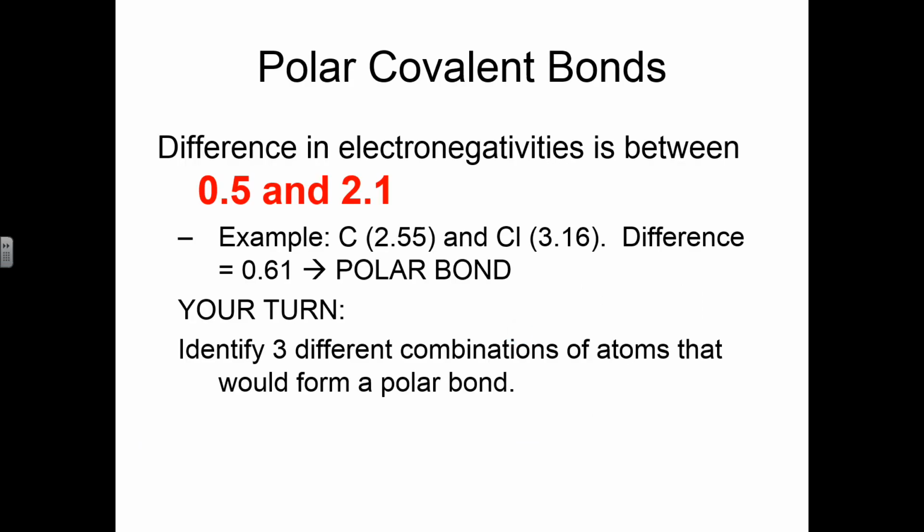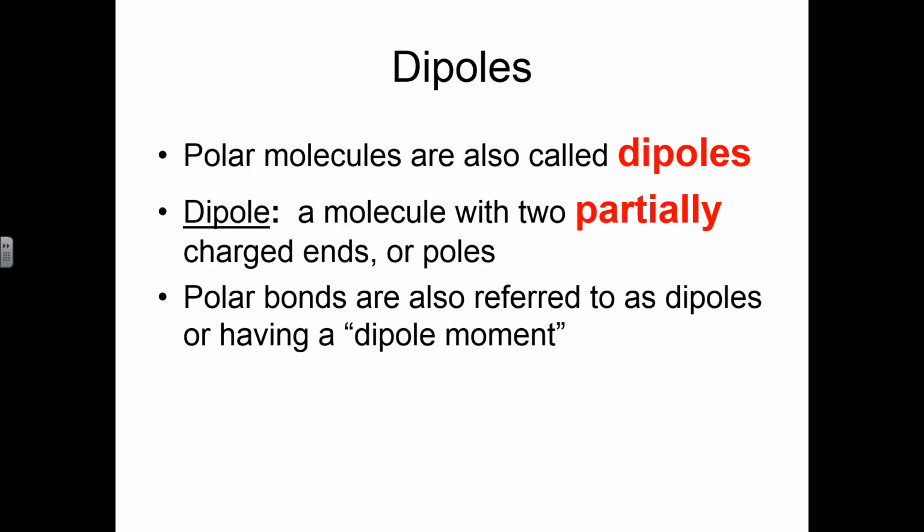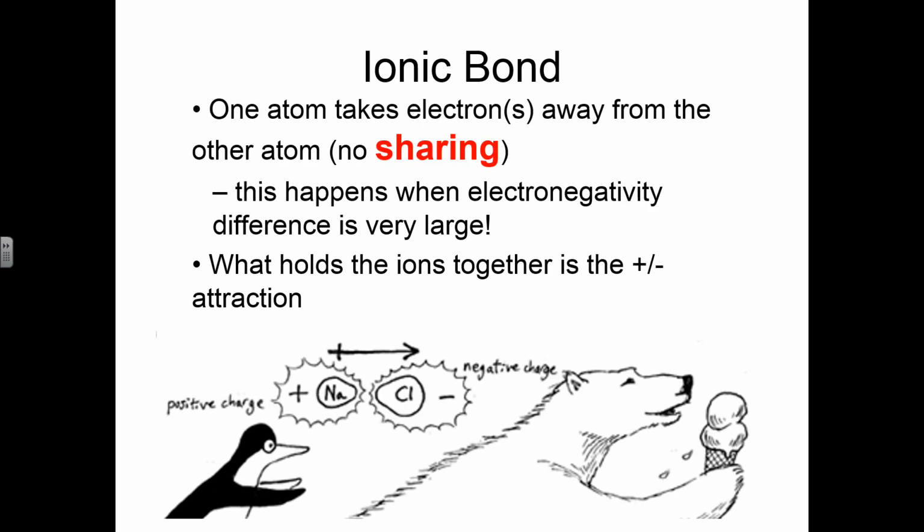Another word for polar is dipole. It means two poles. And if you look at a polar molecule, one side of it is partially positive and one side is partially negative. That's why it has two charged ends, two poles, dipole. Finally, ionic bonds, that's when one atom completely takes an electron away.